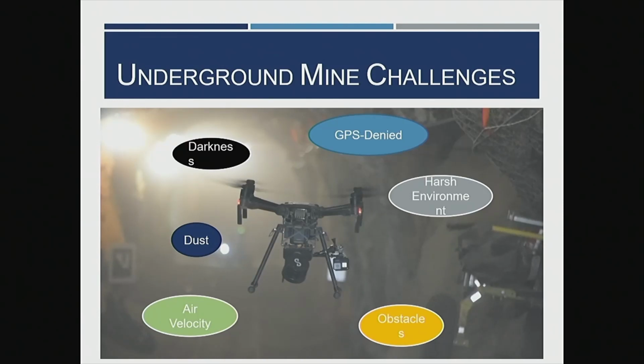This is a confined space. The space is designed to be used mostly by machines. And there is a lot of dust over there. They are working down there, and they produce dust. We have air velocity for ventilation that makes our drone flow back, and we have a lot of obstacles.